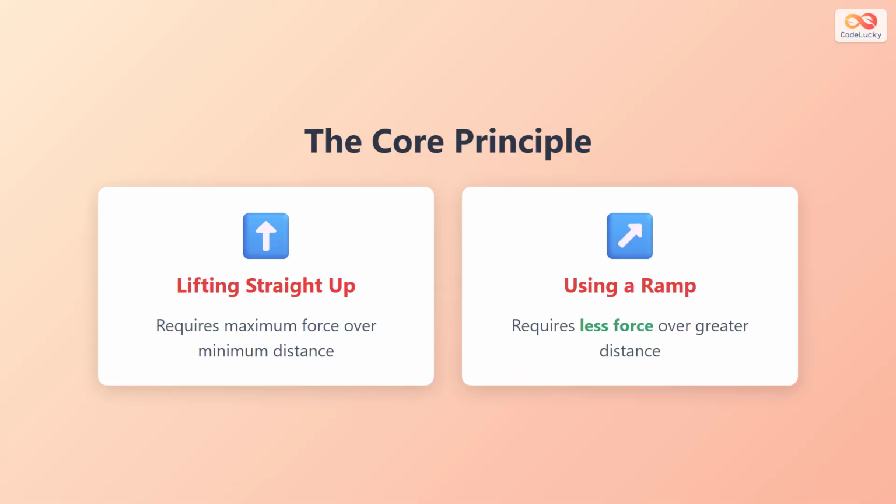Here's the fundamental concept. When you lift an object straight up vertically, you need to apply maximum force over the shortest distance. However, when you use a ramp or inclined plane, you can move that same object using much less force. The trade-off is that you must push or pull the object over a greater distance along the slope.